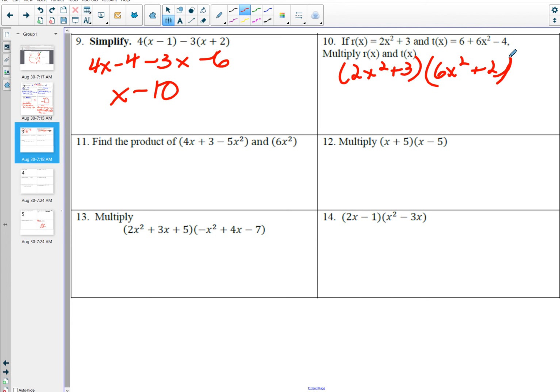And then we FOIL. 2x squared times 6x squared. Nikki? 2x squared times 6x squared. Good. Next, 2x squared times 2. Ethan, 2x squared times 2? 4x squared.